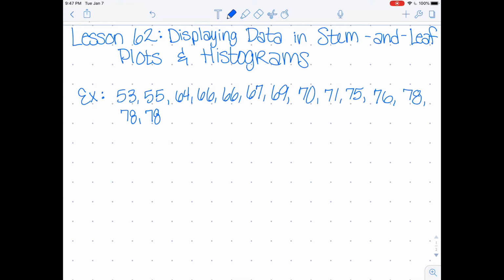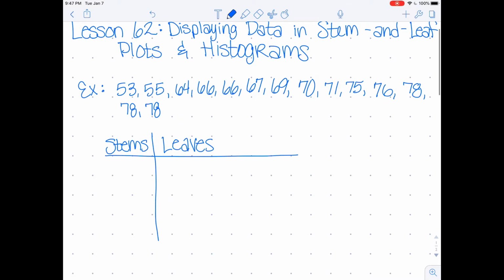So in this first example, I've got high temperatures in the first 2 weeks of April. So there's 14 numbers here. We're going to make a stem and leaf plot out of this. So we're going to set up our table. The numbers on the left side are called the stems, and the numbers on the right side are called the leaves. So I know I've got numbers in the 50s, 60s, and 70s. So I'm going to write a 5, a 6, and a 7.